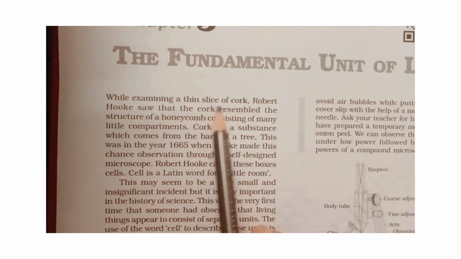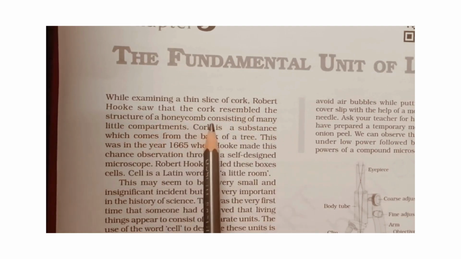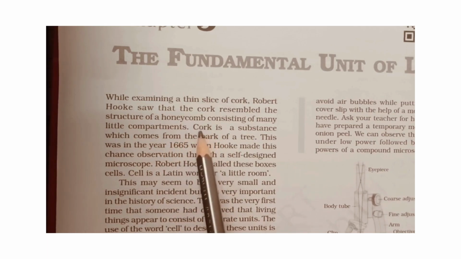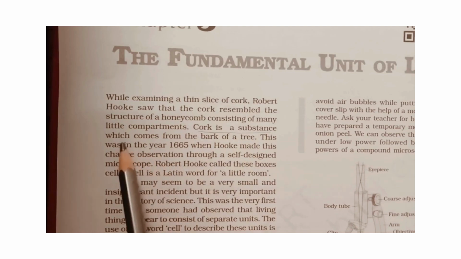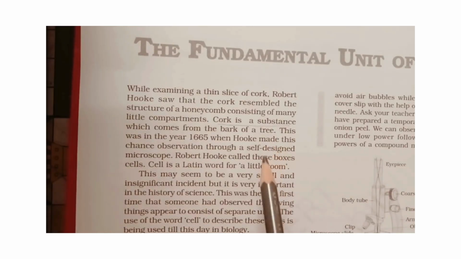While examining a thin slice of cork, Robert Hooke saw that the cork resembled the structure of a honeycomb consisting of many little compartments. Now, what is a cork? A cork is a substance which comes from the bark of a tree. Now, this is the first question they can ask you. What is a cork, or define a cork?